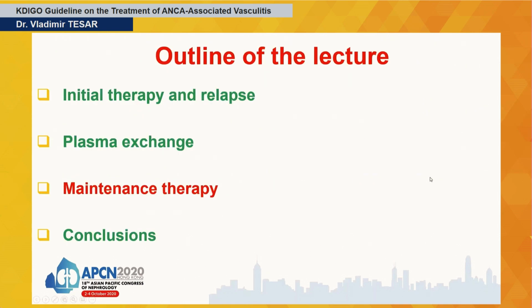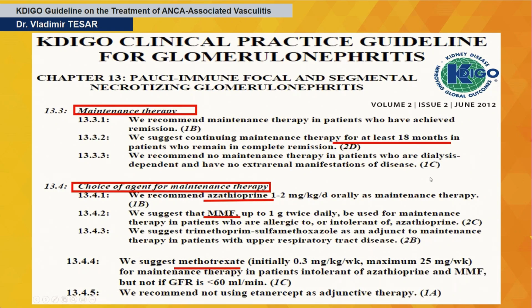Finally, some words about maintenance therapy. Concerning the maintenance, it was stated in 2012 that most patients need maintenance treatment for at least 18 months. And what was at that time recommended for the maintenance was either azathioprine or mycophenolate, or methotrexate for some patients with well-preserved glomerular filtration rate.